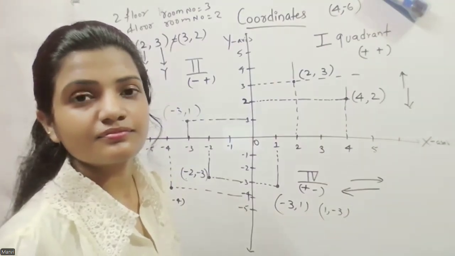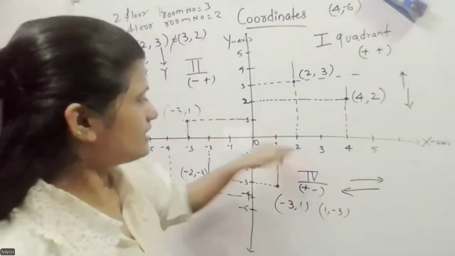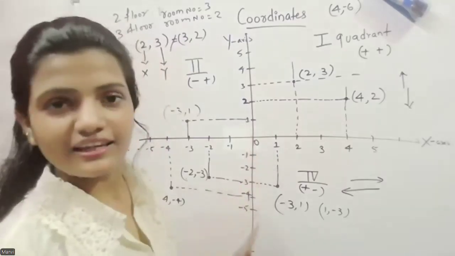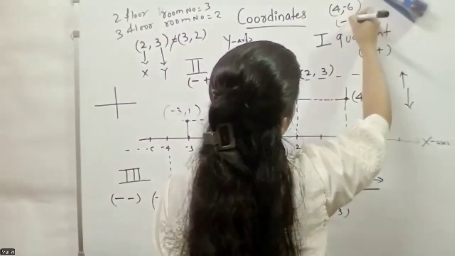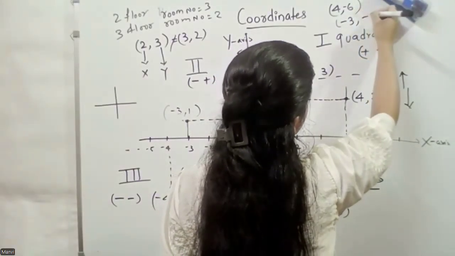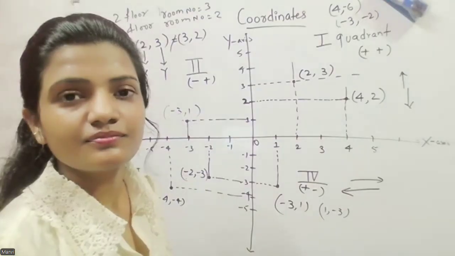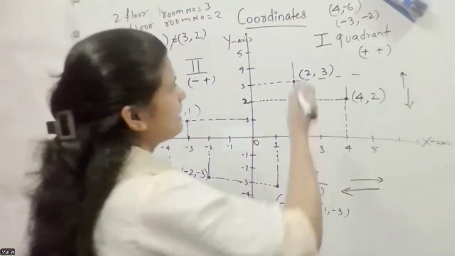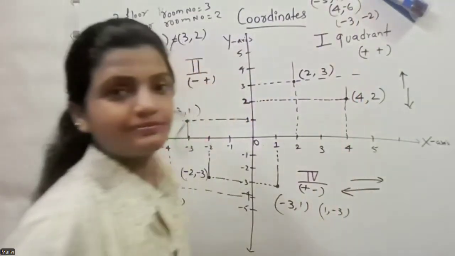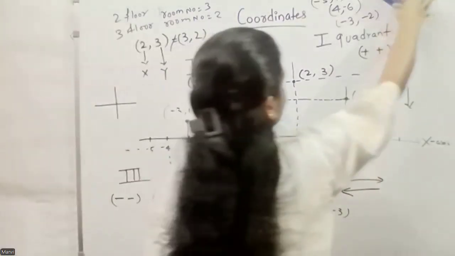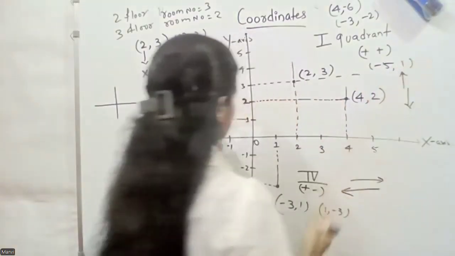If I say 4 comma minus 6, then it could be first, second, third or fourth? Fourth. Very good. Because in this, x is positive and y is negative. Very good. The next question, if I say this point, -3, -2, this point lies in which quadrant? Will it be in the third? Very good. And the last one, -5, -1. Will it be in the second? The second quadrant.